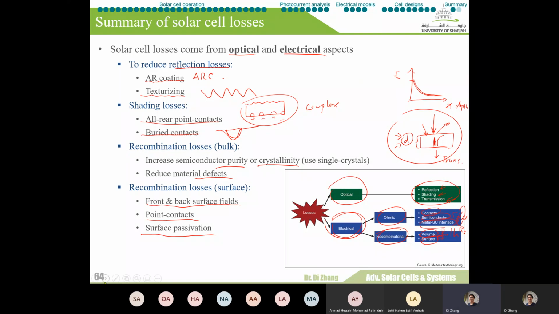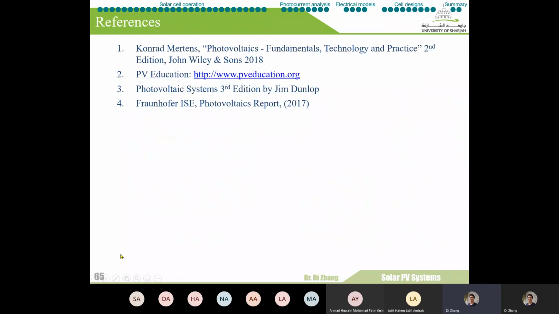So that's basically the end of this chapter. We reached the end of chapter 1. Here we have some references. If you want to read more about this topic, you can follow this list of suggested references.